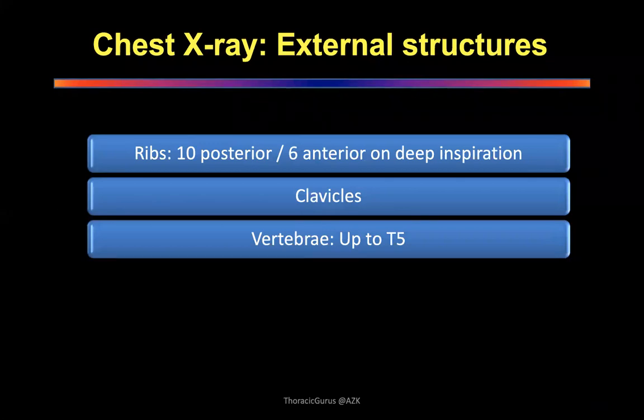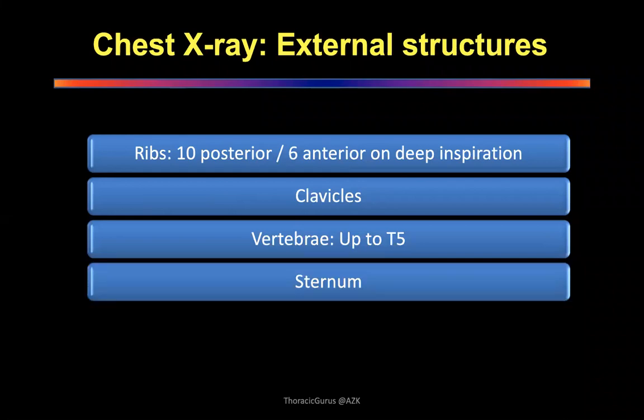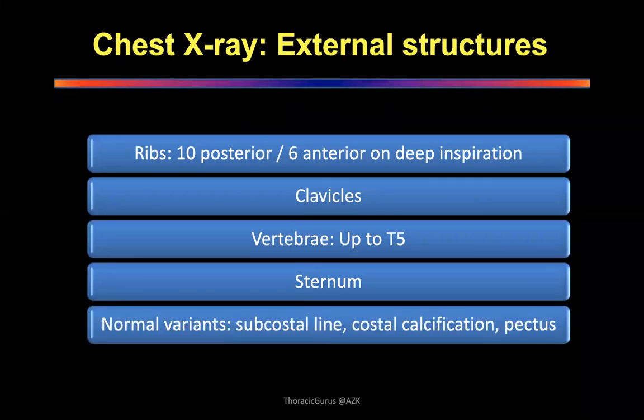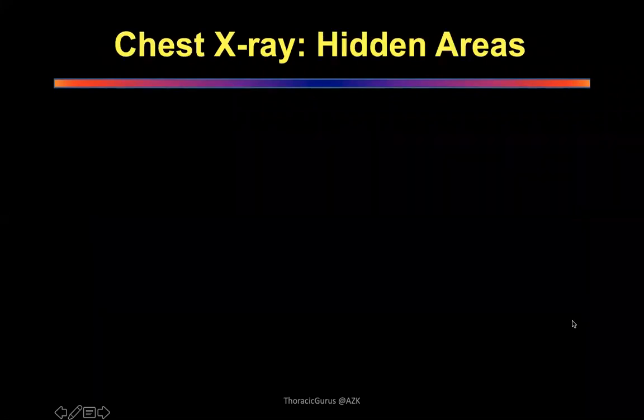Vertebrae, you will be able to see up to T5 quite well on a well-exposed chest X-ray. Look for the sternum, seen better on a lateral film rather than an AP film. And look for normal variants like subcostal lines, costal calcifications, and pectus. And I'll talk about these later on.